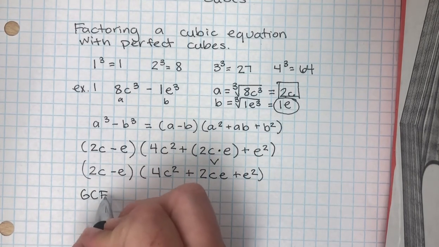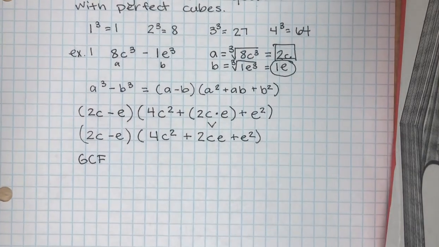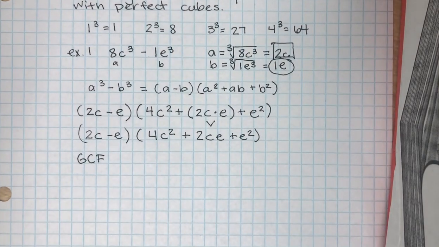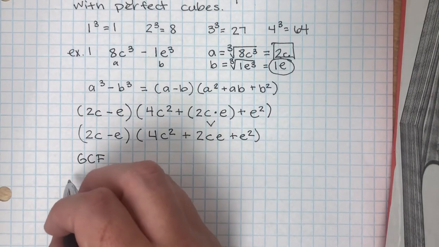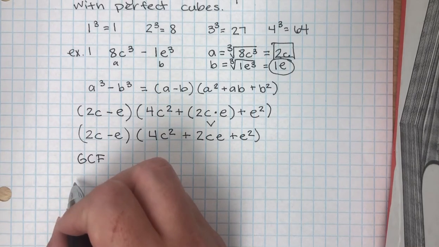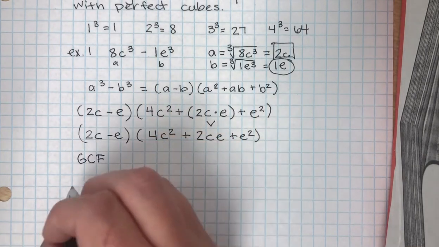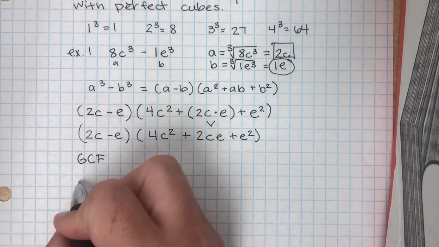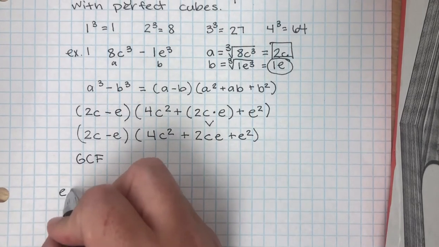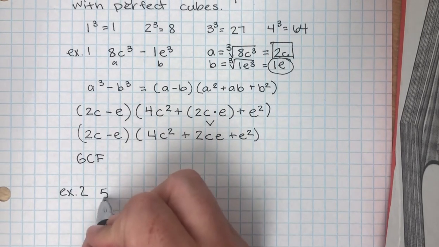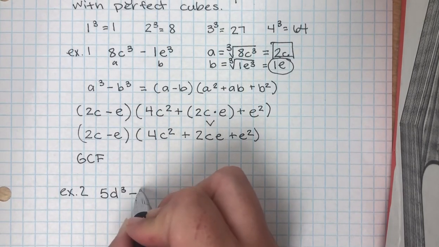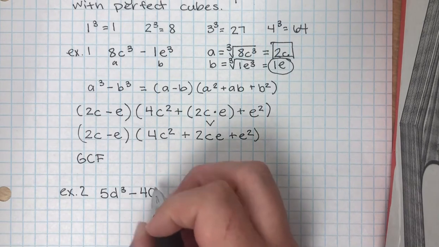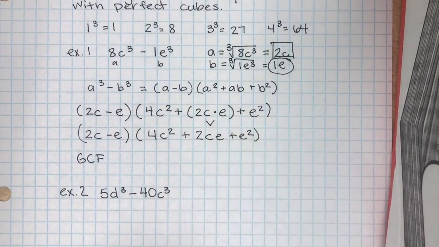to remind you that all of this lovely stuff can always have a GCF. So the GCF, let's say the GCF for this one is going to be 5. So I'm going to do example 2. Let's do 5d to the third minus 40c to the third.